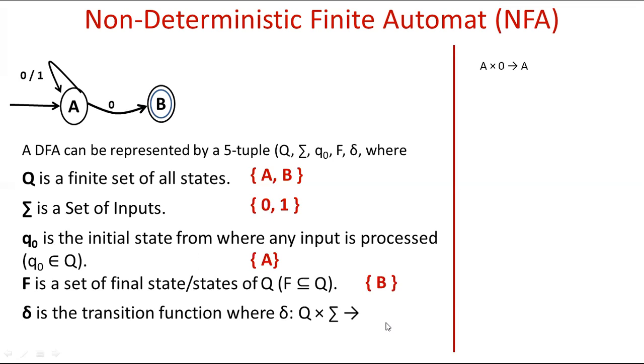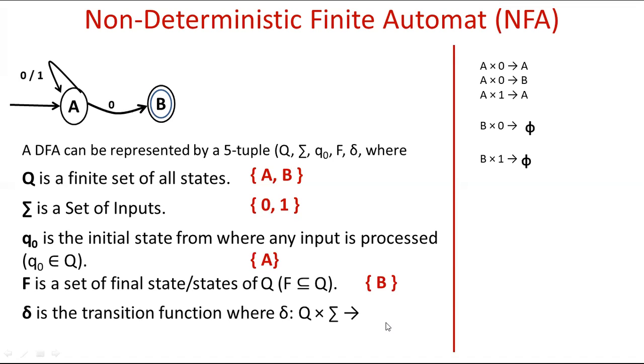Okay, state A on getting input 0, it goes to B also. And state A on getting input 1, again it goes to itself. And state B on getting input 0, it does not go anywhere. So we represent this with a phi. So state B on getting 0, it goes to phi. State B on getting the input 1, it does not go anywhere. So we represent it with a phi once again.